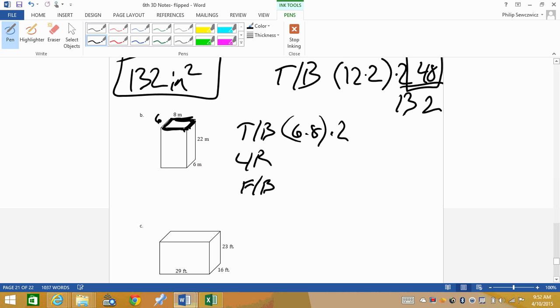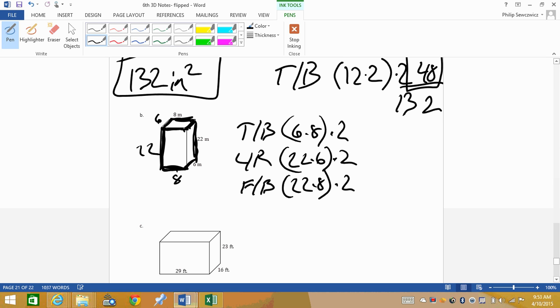Now, do I officially need the parentheses there? No, we don't. It's all multiplication. But it's just so you can visually see where those numbers are coming from. The left and the right, I can see here I'm 22 tall, and I went back 6. So it's going to be 22 times 6. Oh, but wait, there's 2 of them. All right. And then the front and the back. So the front, that's 8. And we went up 22. So yeah, 22 times 8. And yeah, we've got 2 of them.